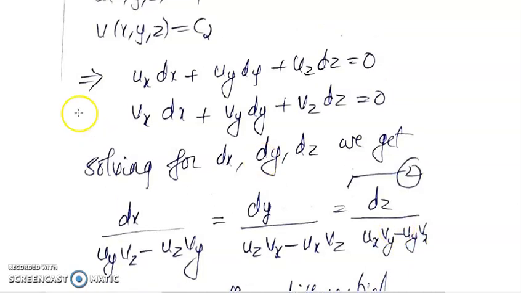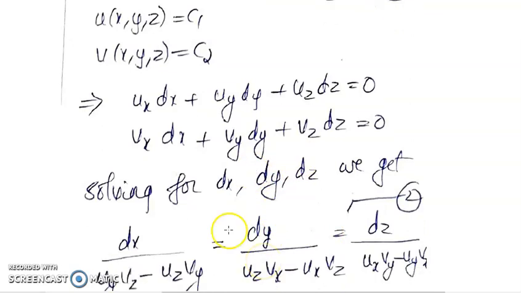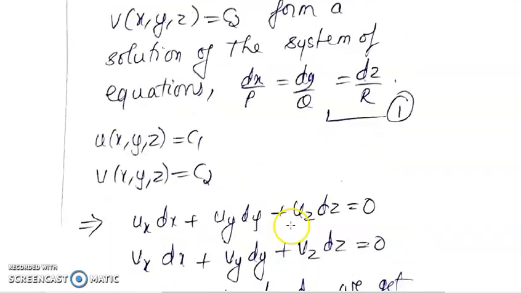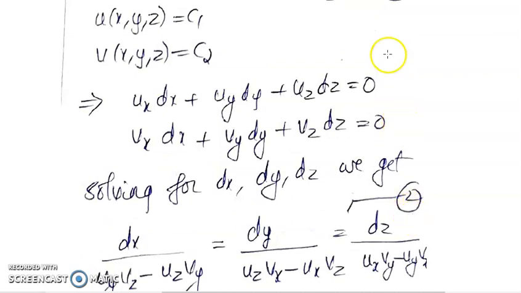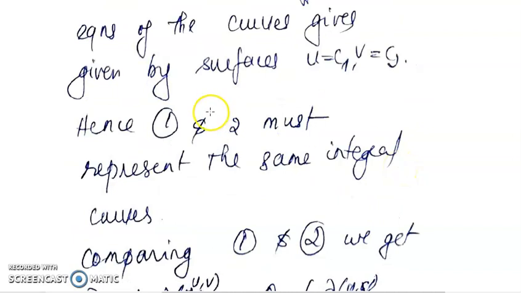Now we started with u equal to c1 and v equal to c2. When we solve for dx, dy, we are getting this equation. But u and v are the solution of this. So therefore 1 and 2 are the same solutions, forming the same equations, the equation formed by u equal to c1 and v equal to c2. So 1 and 2 have the same solution. So those equations must be equivalent. So 1 and 2 must represent the same integral curves.